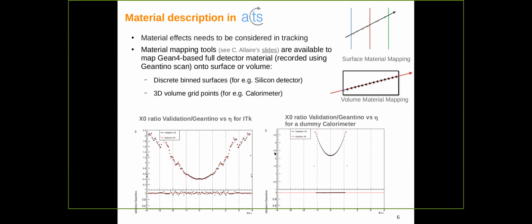These two plots here are trying to validate the material mapping tools of ACTS. On the left is the surface material mapping, and on the right the volume material mapping. On the bottom, we can see the ratio between the mapped tracking material over the Geantino recorded material.